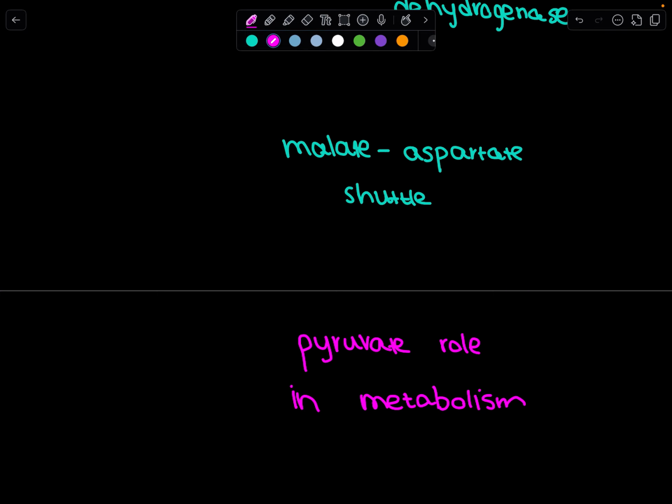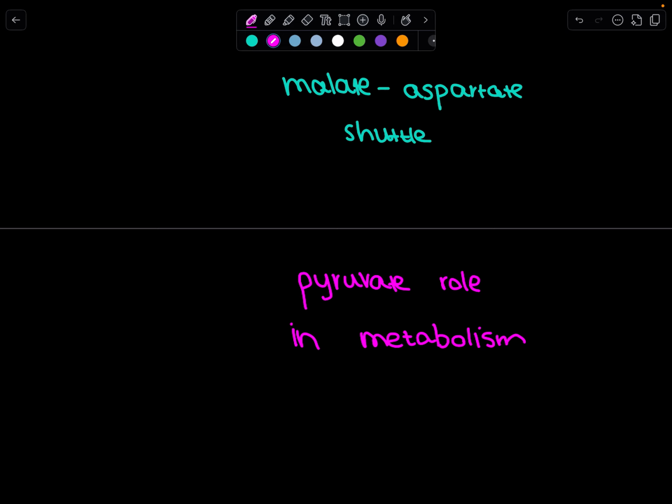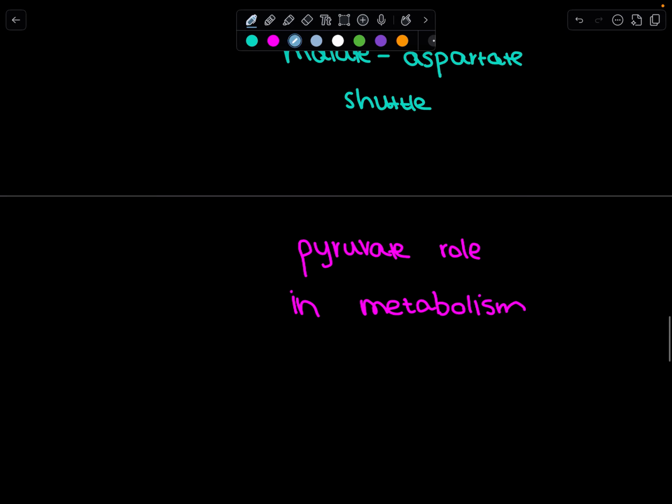Pyruvate's fate depends on cellular needs and oxygen. It becomes oxaloacetate in the liver during gluconeogenesis using pyruvate carboxylase to make glucose when blood sugar is low. It turns into lactate in the cytoplasm under low oxygen, anaerobic conditions, via lactate dehydrogenase to regenerate NAD+ for glycolysis. It's converted to acetyl-CoA in mitochondria with oxygen by pyruvate dehydrogenase, entering the citric acid cycle for energy production. Clear? Want specifics on any path?